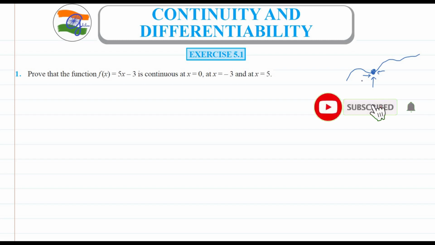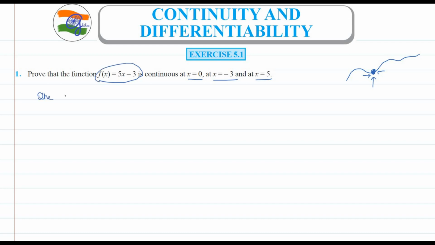If you want more explanations, I will have a separate video lecture series where I'll be explaining every chapter in great detail. You can refer to it, but due to lack of time, I shall be starting here with problems, assuming that you know it. So in the first question, we need to prove that this function is continuous at x equal to 0, x equal to -3 and x equal to 5. The function is f(x) equals 5x minus 3. So let us write it. The given function is f(x) = 5x - 3.